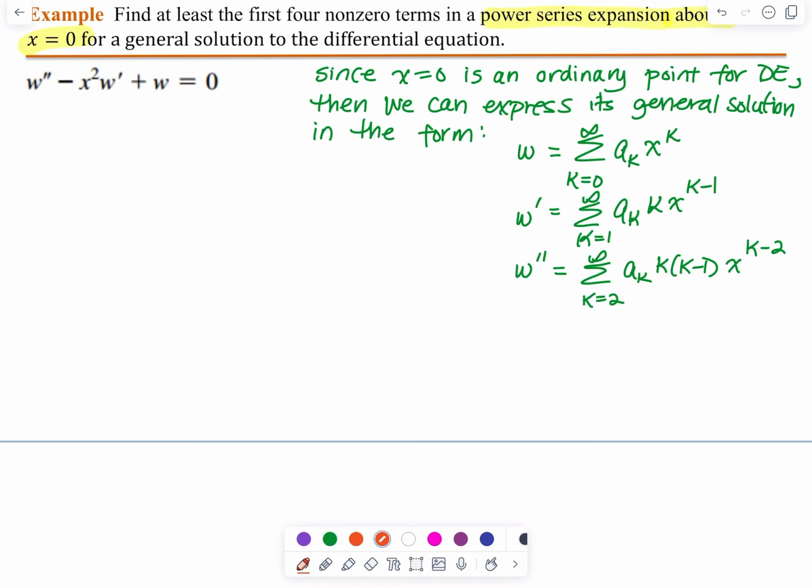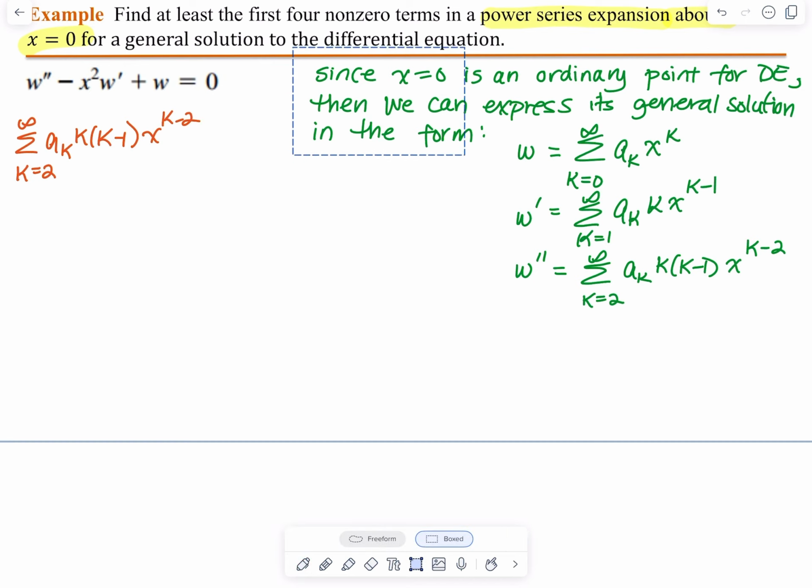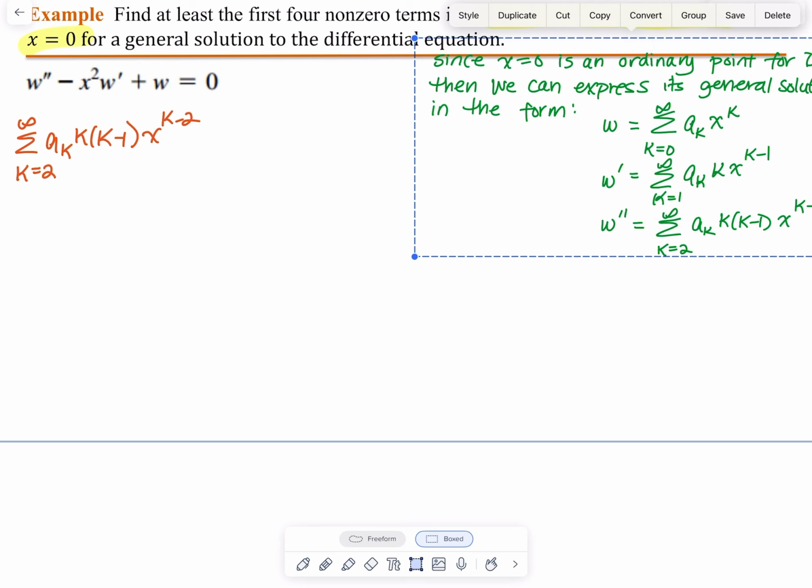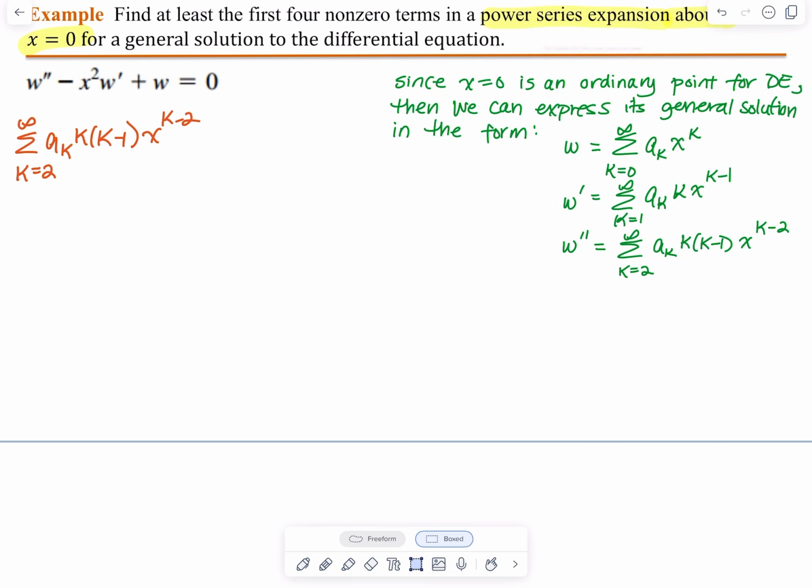So we have the second derivative, which is the sum from k equal 2 to infinity of a sub k times k minus 1, x to the k minus 2. I'm just going to make this a little bit smaller, and then we'll have a little bit more room. And now we have to subtract x squared multiplied by W prime.